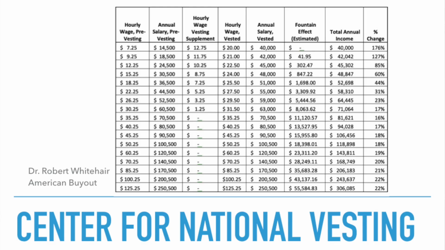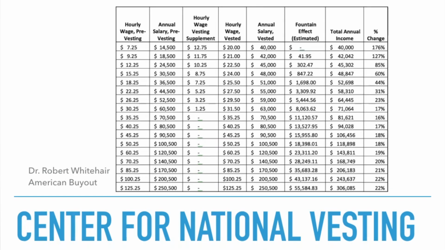So let's put this in context and look at some real numbers here. So I'm going to show you a table here. Now in the table, we're discussing something that we call the fountain effect, a common economic theory. So in this table, we're summarizing the expected changes resulting from the implementation of national vesting. So this is from Dr. Whitehair's book, American Buyout. So basically, the columns show the before and after values for hourly wages and annual income. The estimated quote-unquote fountain effect is shown for every wage level. The final column shows the estimated increase in annual income at each level.